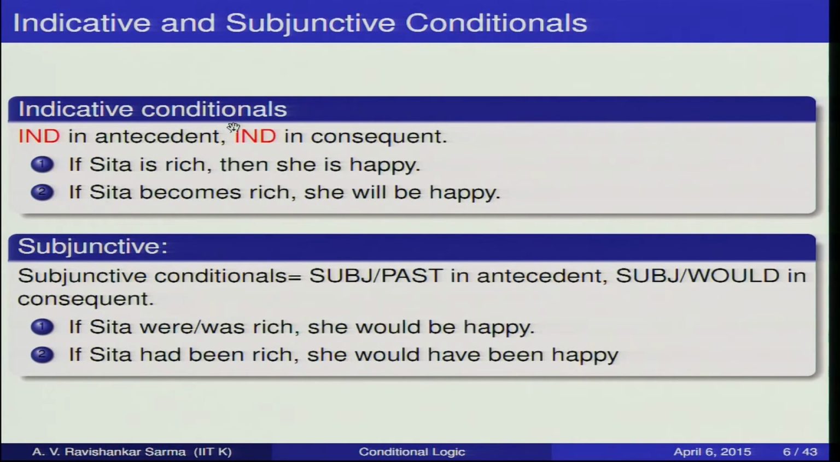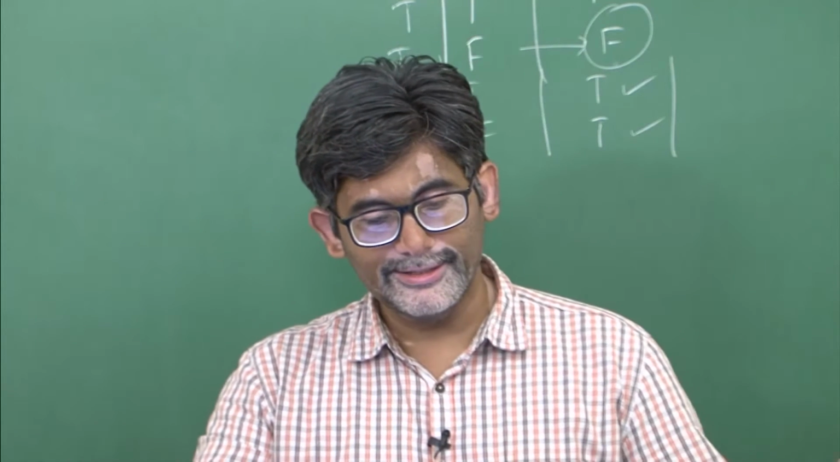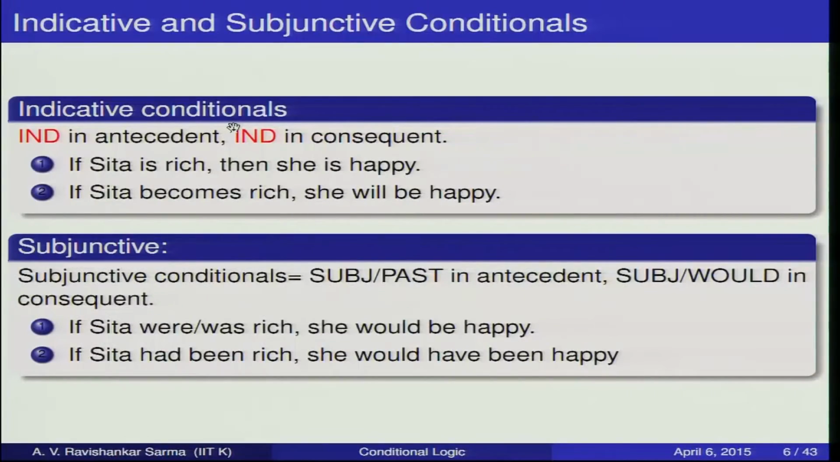Indicative conditionals have an indicative antecedent and an indicative consequent, like: if Sita is rich, then she is happy; if Sita becomes rich, she will be happy. Whereas in the case of subjunctive conditionals, we have the subjunctive past in the antecedent and the subjunctive "would" in the consequent. If Sita were rich, she would be happy. Sita is not rich at this moment, but if she were rich, then she would be happy. Imagining a possible world in which Sita is rich, she would be happy there. If Sita had been rich, she would have been happy.